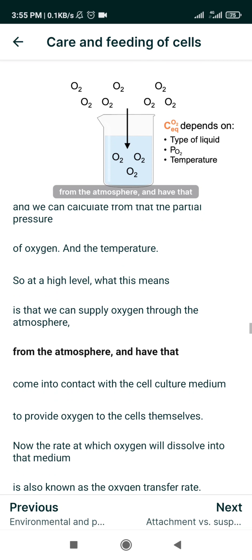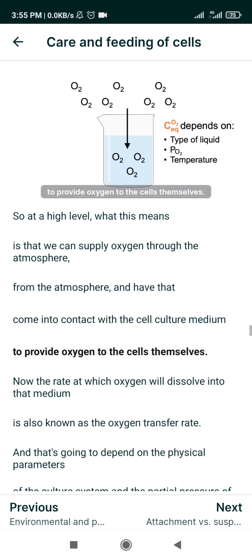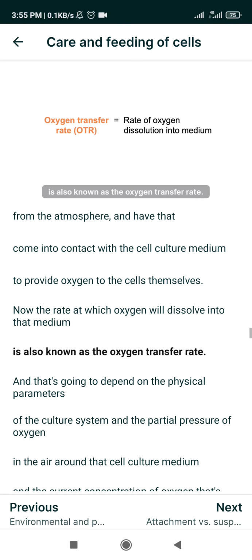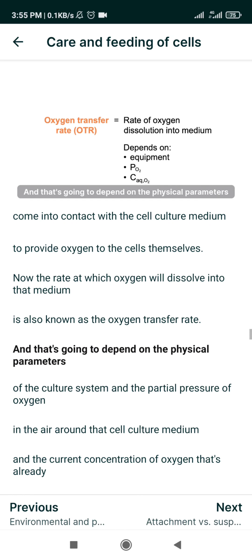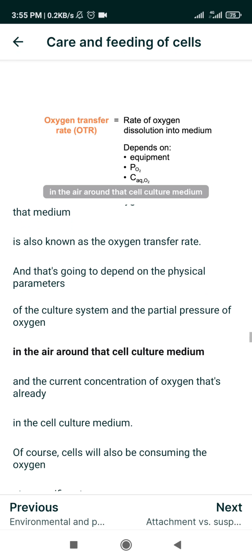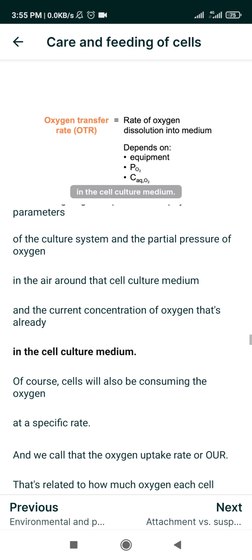So at a high level, what this means is that we can supply oxygen through the atmosphere, from the atmosphere, and have that come into contact with the cell culture medium to provide oxygen to the cells themselves. Now, the rate at which oxygen will dissolve into that medium is also known as the oxygen transfer rate. And that's going to depend on the physical parameters of the culture system and the partial pressure of oxygen in the air around that cell culture medium and the current concentration of oxygen that's already in the cell culture medium.